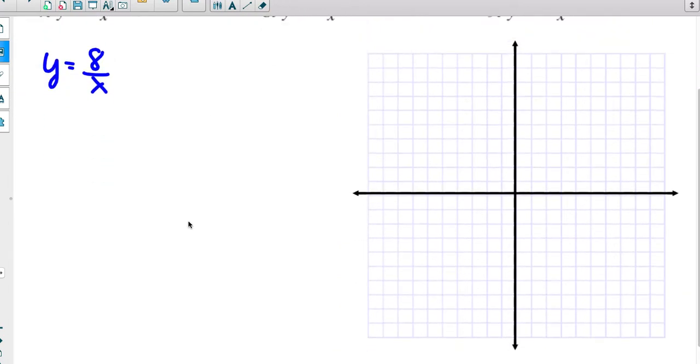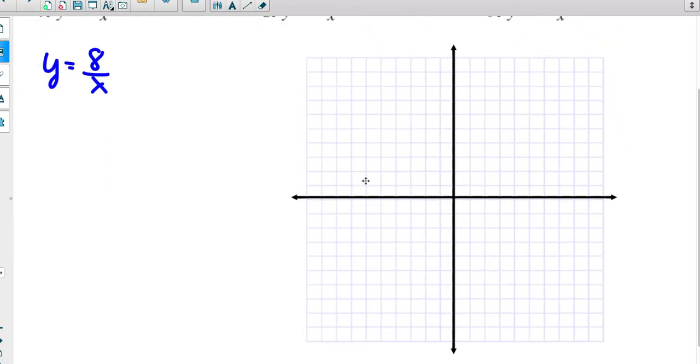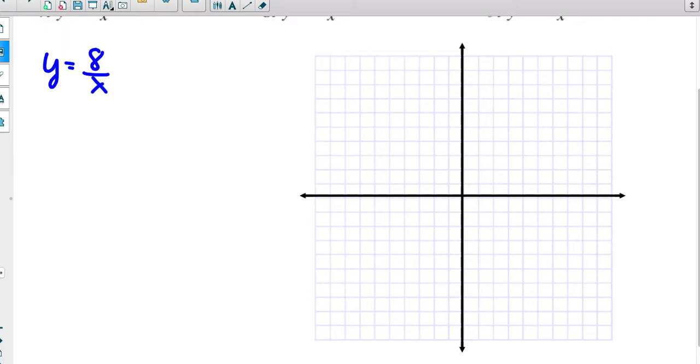So we have y equals 8 over x. Well, I notice that in my denominator, I'm not adding anything to this, nor am I adding anything to this term itself. So that means this is the same as plus 0, right? And then that would be the same as plus 0. So your asymptotes would be your x and y axes.